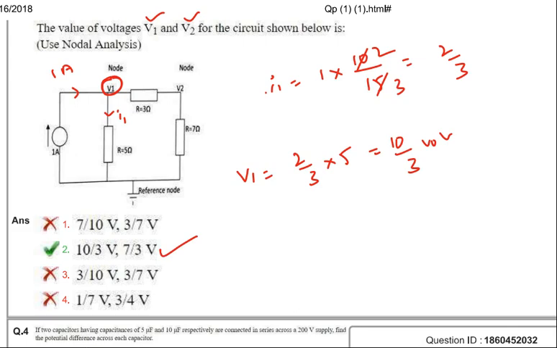If you want to calculate V2 also, V2 is nothing but the current flowing through this. Let it be I2 current. The same current will flow through this. So how much current is flowing through this? 1 amp current is flowing here, and 2 by 3 amps current is flowing here.